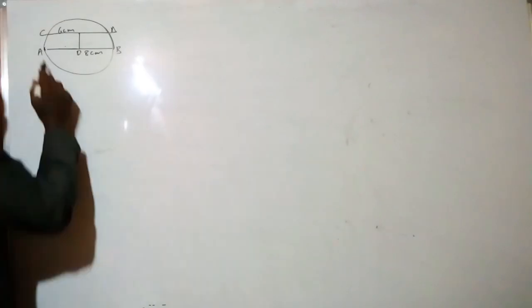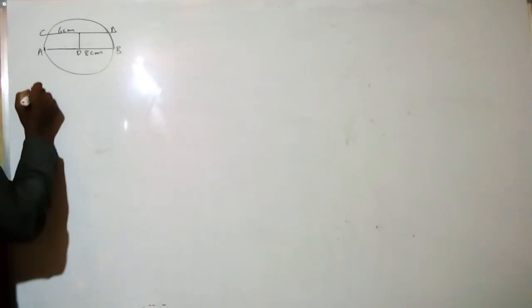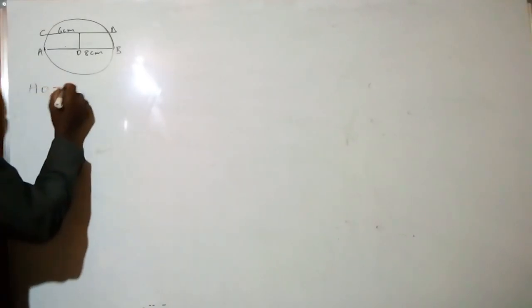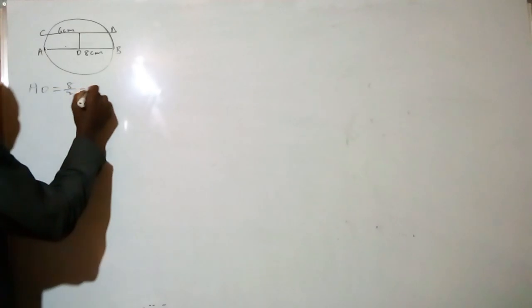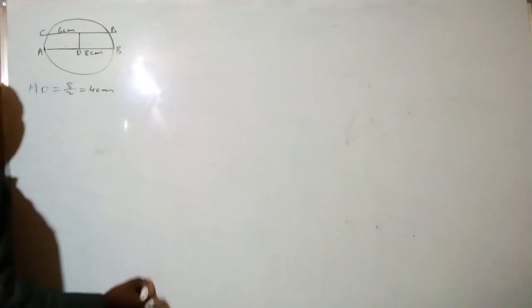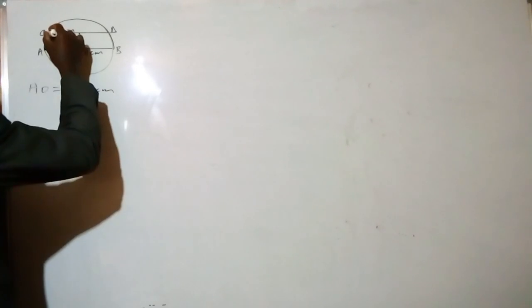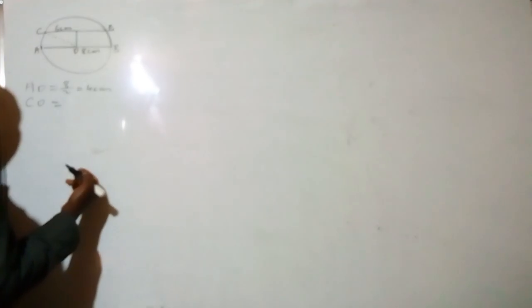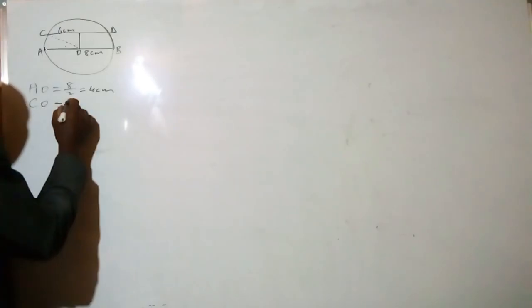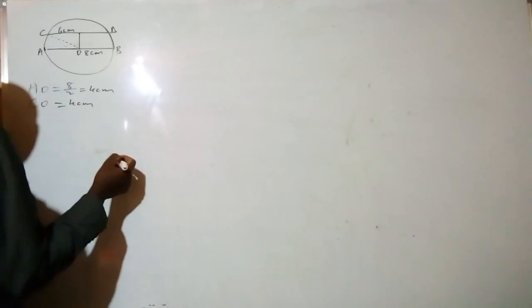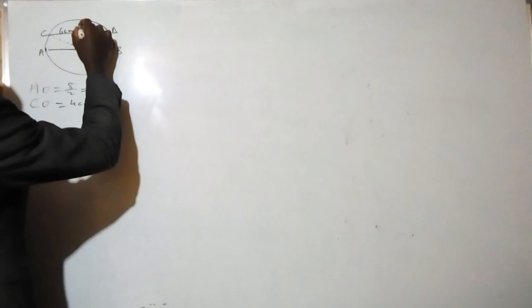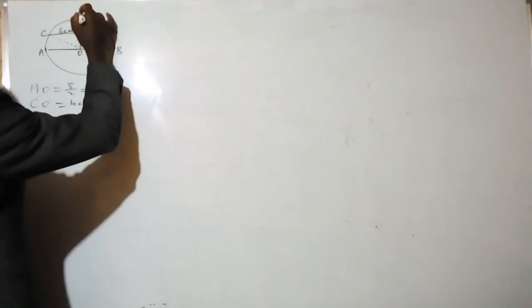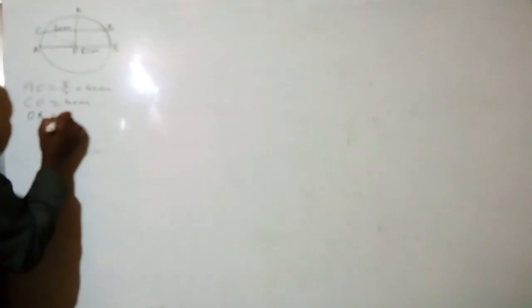AO, we can say, is 8 divided by 2, which is 4 centimeters. That being the case, we can also have a line here, and CO also will be a radius. CO is a radius, 4 centimeters again. We can say O up to another point K. OK again is supposed to be 4 centimeters.